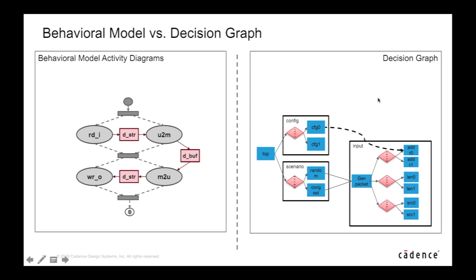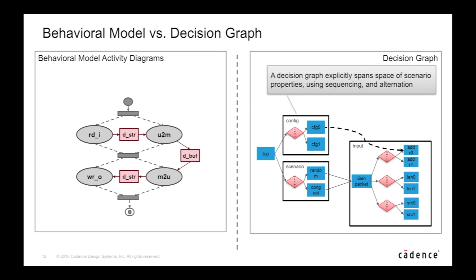Decision graphs have existed forever. Of course, they were adopted in 2007, 2008 by Breker to do verification, and this is how the approach works. Basically, you span a space of scenario properties. It could be data, it could be timing, everything could be a decision. So you have either sequencing or alternation. Let's go quickly through this.